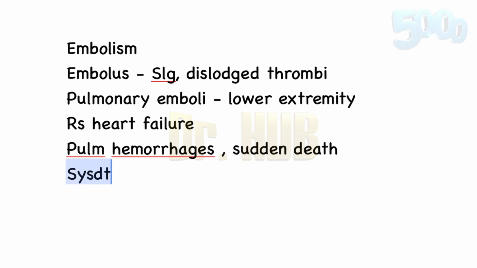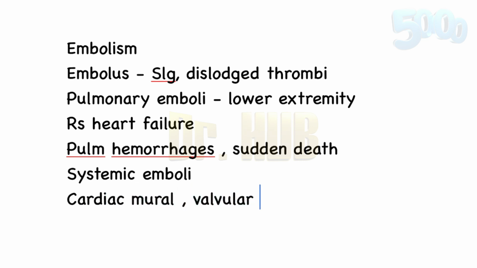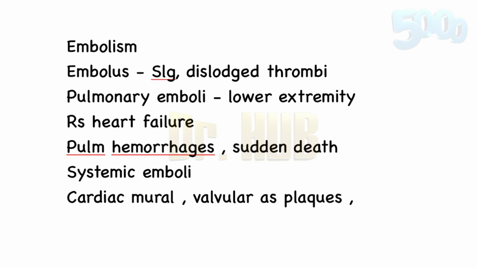Next, we move on to the systemic emboli. So what is meant by systemic emboli? They arise primarily from cardiac mural or valvular thrombi, aortic aneurysms, as well as atherosclerotic plaques. Whether the embolus causes tissue infarction depends on the site of the embolization and also the presence or absence of collateral circulation.